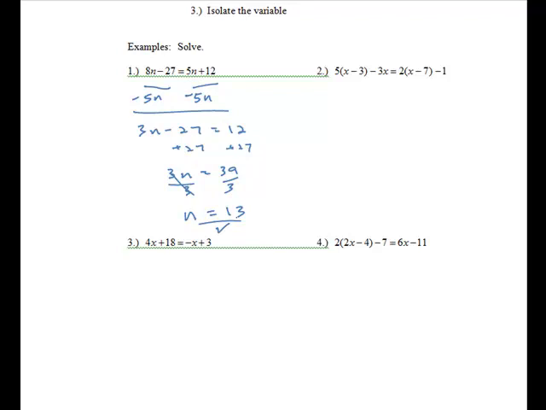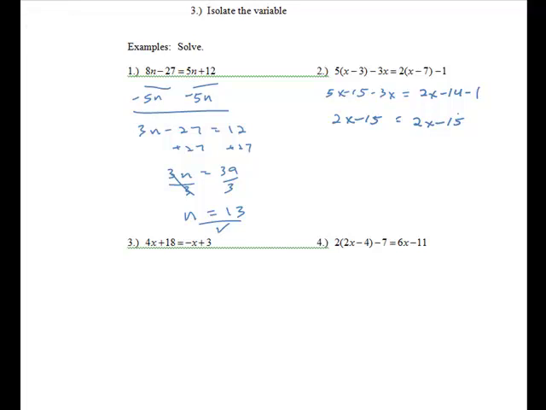Example 2, equal sign, so it's an equation. All the x's have an exponent of 1, so still a linear equation with one variable. Begin by simplifying each side. The left-hand side, we need to distribute that 5, giving us 5x minus 15 minus 3x. Still simplifying the left-hand side, combine like terms, 2x minus 15. And the right-hand side, distribute the 2, x minus 14 minus 1, and combine like terms, 2x minus 15.